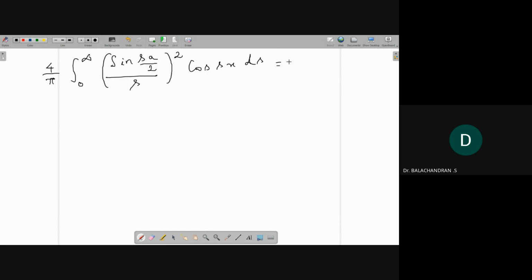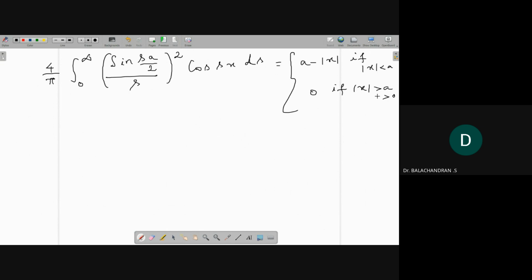Now I am going to write what f of x is. So f of x is a minus mod x if mod x is less than a, and is equal to 0 if mod x is greater than a, greater than 0.